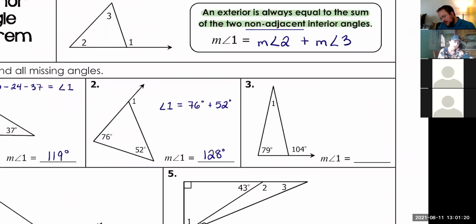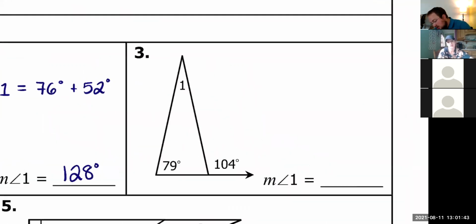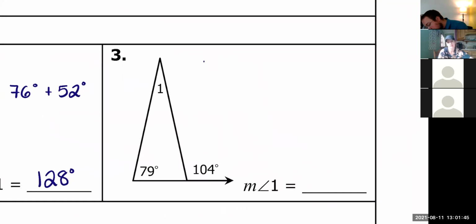Next one here, it's another exterior angle one, but notice where the missing angle is this time. Yeah, it's inside the triangle now. We actually know the exterior angle. We don't know one of the non-adjacent ones, but that's okay because if we still use the same concept, the same relationship, the exterior angle, which is 104 degrees, should equal the sum of the two non-adjacent angles.